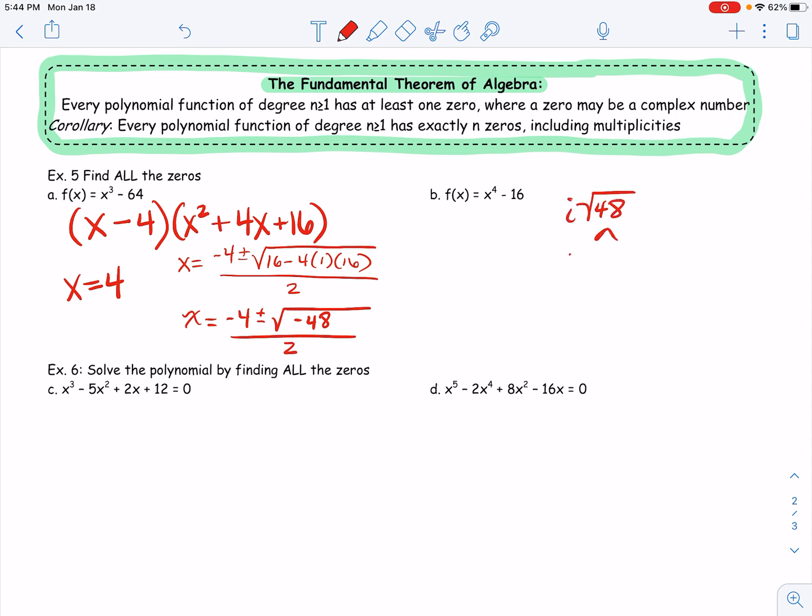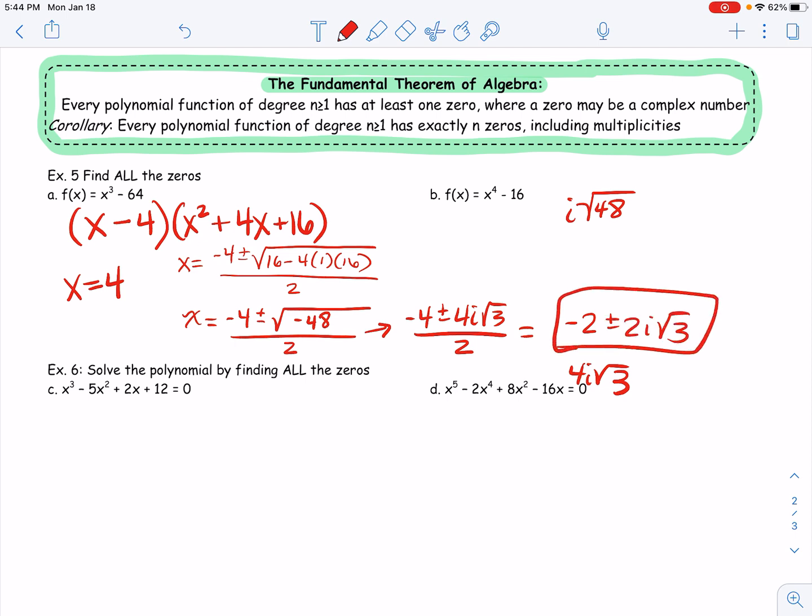So I need to figure out, this is going to be i and 48. So factors of 48, well, we could go 4 and 12. This is 2 and 2. Let's go 2 and 6, and then 2 and 3. So that's 2 times radical 3, which is 4 radical 3. So this is 4i radical 3, the square root of negative 48. So negative 4 plus or minus 4i radical 3 over 2 will then reduce to negative 2 plus or minus 2i radical 3. And those are my 2 zeros.